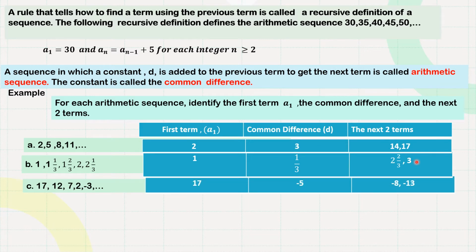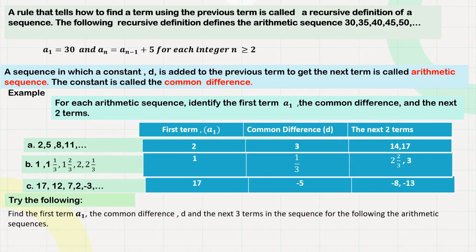Next, last. The first term is 17. The common difference, second term minus first term, so 12 minus 17 equals -5. To get the next two terms, -3 plus -5 is -8. -8 plus -5 equals -13. This one I will leave to you. It is up to you whether you will do it.